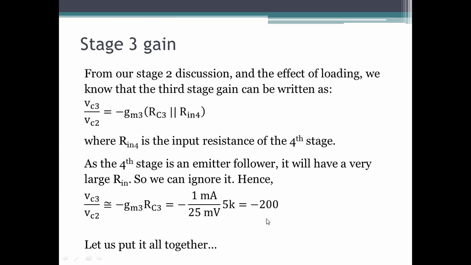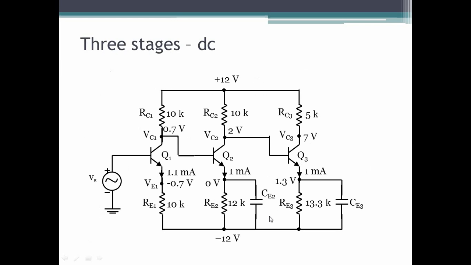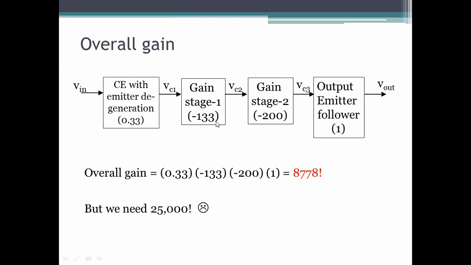Okay, now let's put it all together. So we have 3 stages. We've designed for all the resistance values. We've designed for all the currents, all the DC voltages. We found all the gains. So we put all the gains together. Minus 133, minus 200, multiply all the gains. The gain is coming out to be 8778. But we need 25,000.